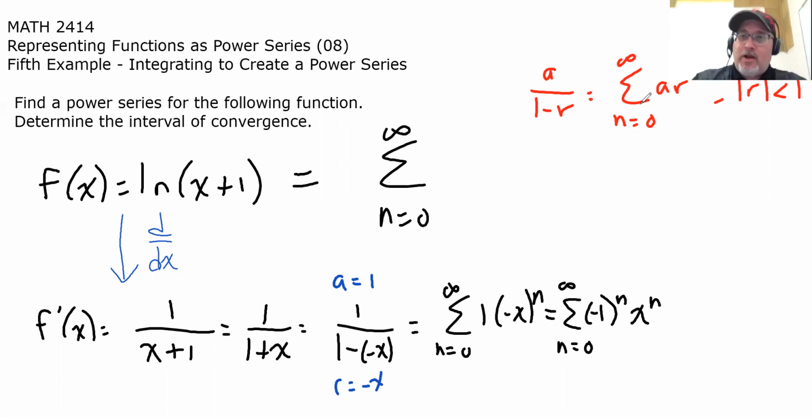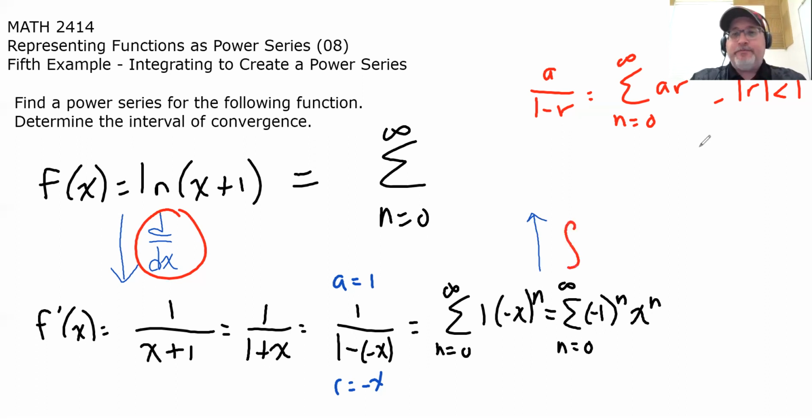Well, all we have to do is undo what we did to get started. We started by taking the derivative to get the series for a function. How are we going to push it back up? In other words, how are we going to take this series and turn it into the series that we want? By undoing the first move that we did. The first move that we did was we took the derivative. Now we need to undo that by taking the integral.